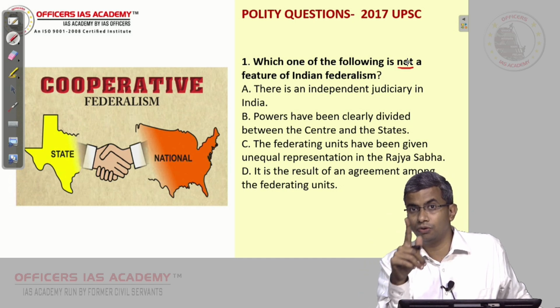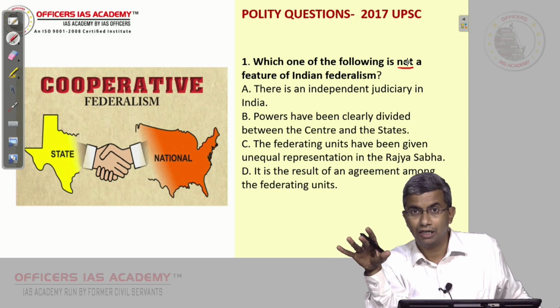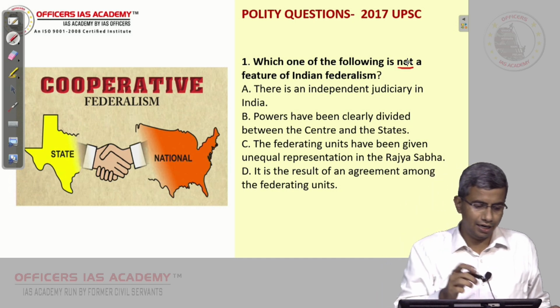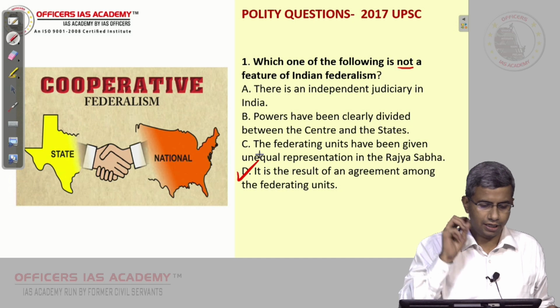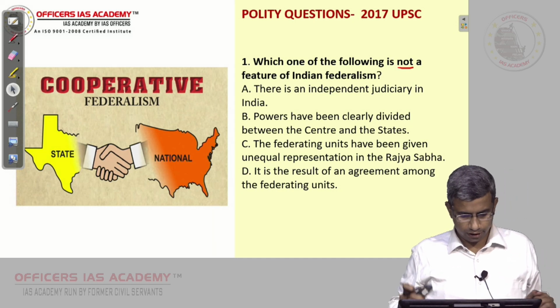So, again I am telling you, don't get confused whether it is a federal feature or a unitary feature is not the question. The question is which is not a feature at all of the Indian Constitution, and the correct answer for this is D. Is that clear, guys? Right? So, now let us move on to the next question.